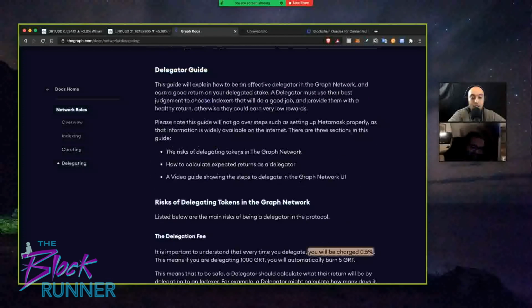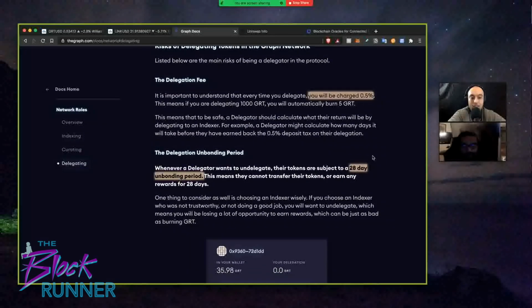And it gives you the incentive to be like, hey, as soon as you stake, you're committed to at least 28 days with this indexer. So it gives you the incentive to do your research to make sure that you are going to make an ROI, because otherwise you're stuck there for 28 days and your money's locked up.